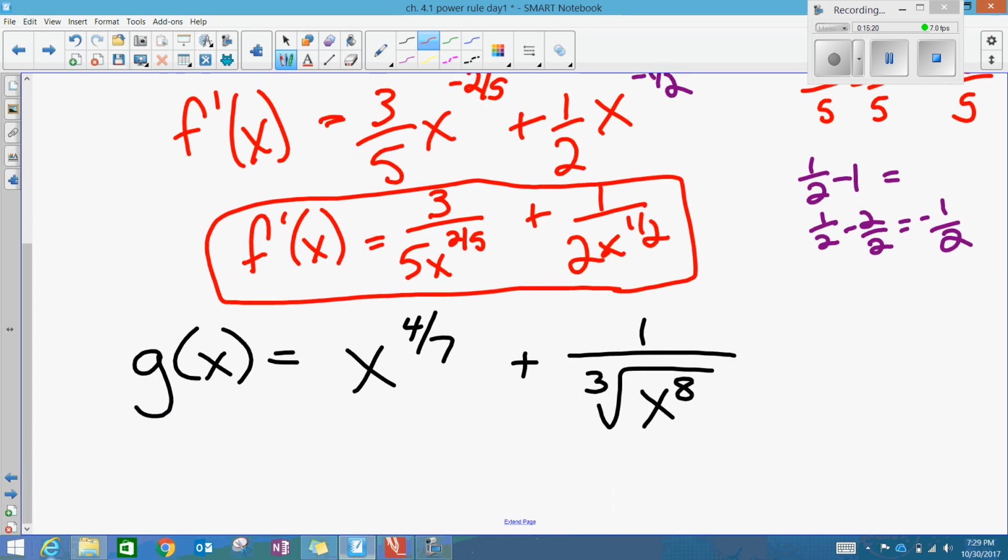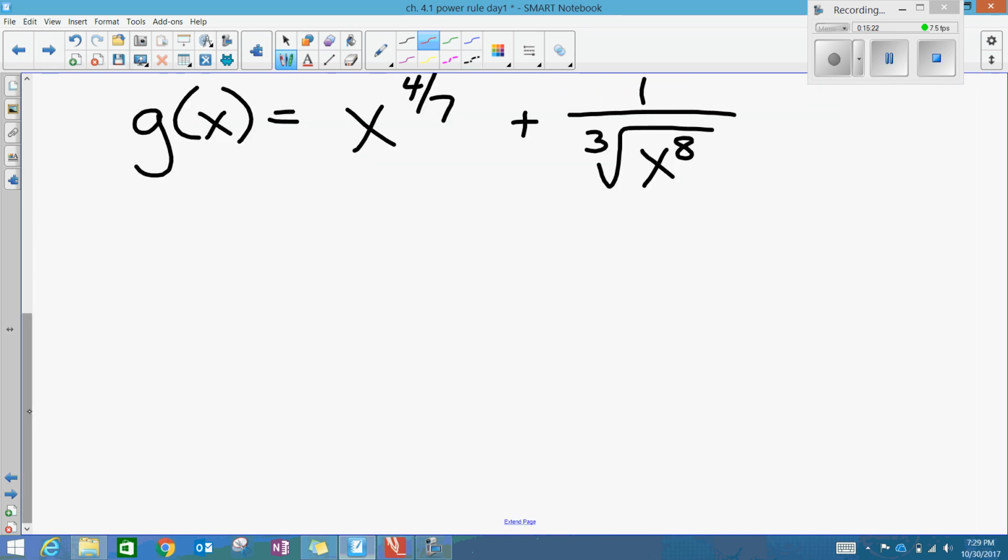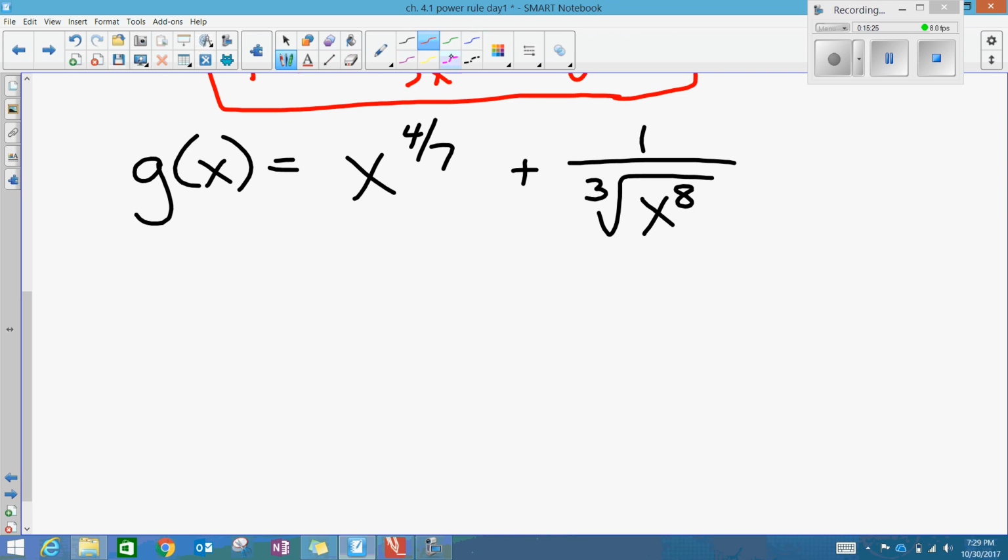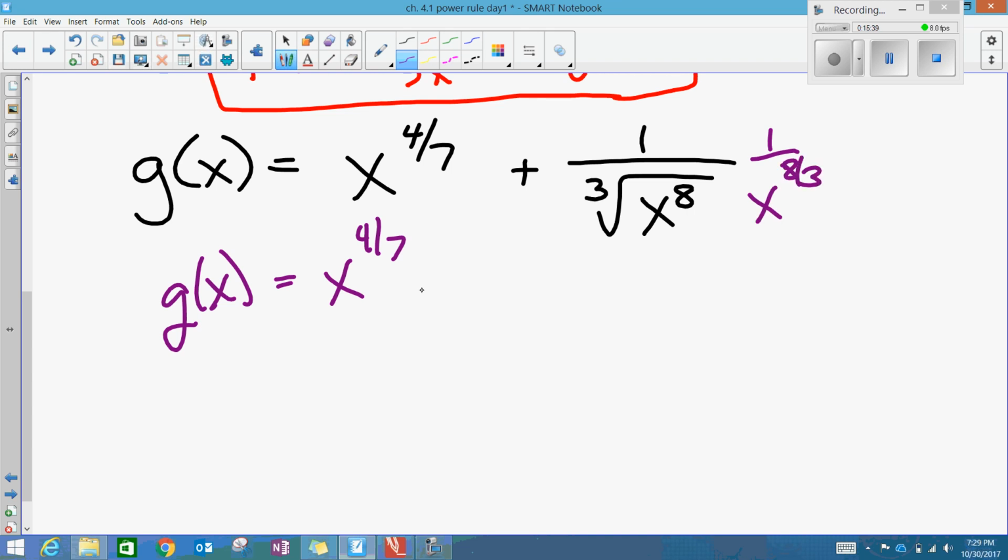Let's try another one. Getting a little bit fancier here. So first, let's rewrite. The first term we don't need to rewrite. It can stay the way it is. The second term is really the same as 1 over x to the 8/3, right? So we can rewrite this as plus x to the negative 8/3.